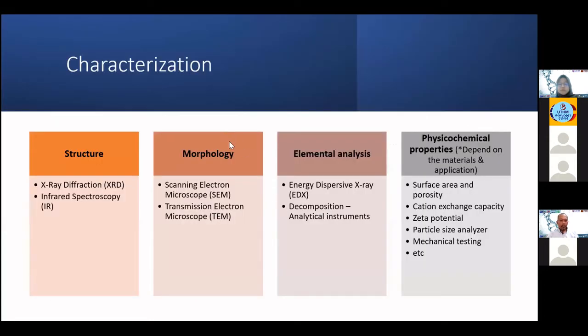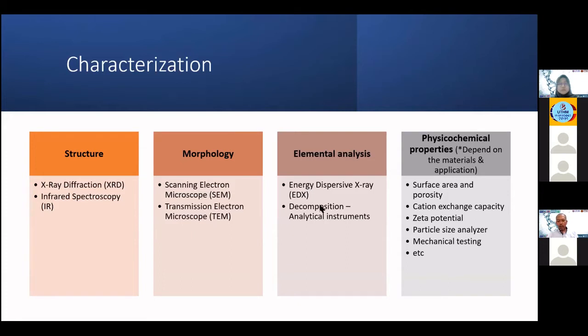Okay, so characterization. These are the typical instruments that we use for the characterization of materials. For structure, we usually use XRD, X-ray diffraction, and infrared spectroscopy, IR. For morphology, we use scanning electron microscope or SEM, transmission electron microscope, TEM, or FESEM, field emission scanning electron microscope. For the elemental analysis, EDX, or energy dispersive X-ray. Sometimes EDX is combined with TEM or FESEM.